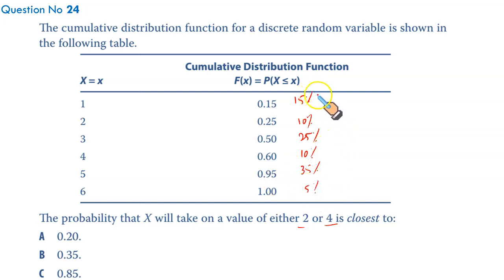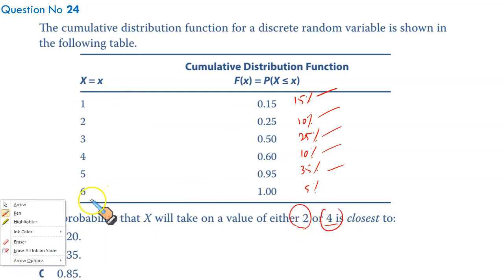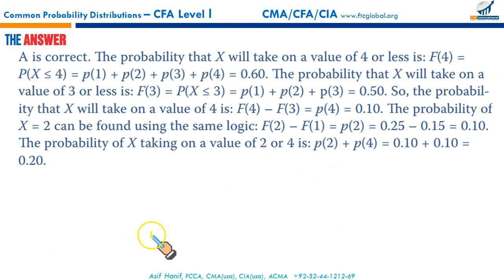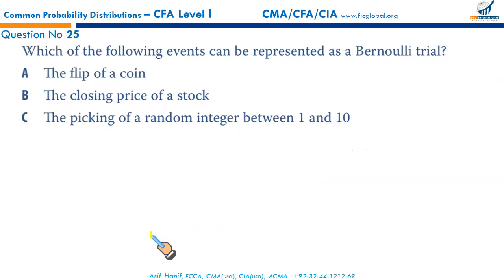Now these are the single probabilities of each of these events, each of these values. So since we needed the probability for 2 or 4, that would mean 10 and 10. 20. Fine. A is the answer. Correct.